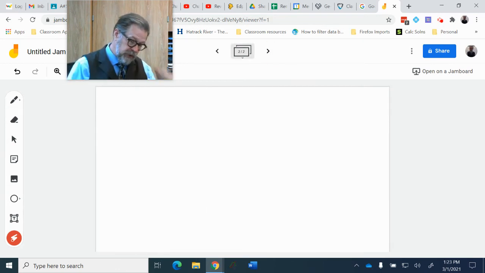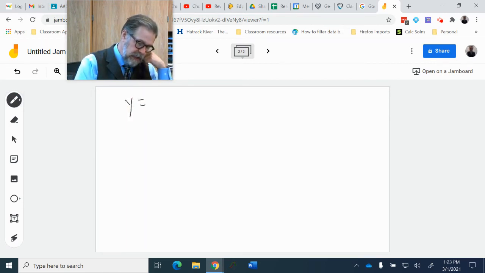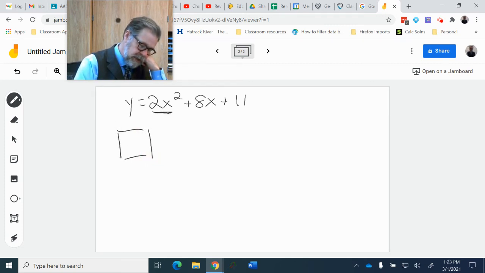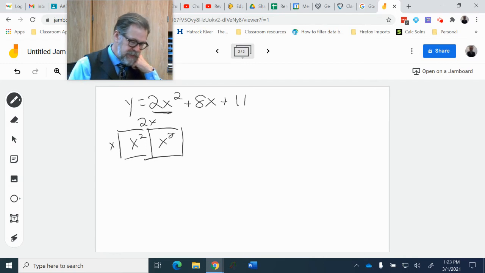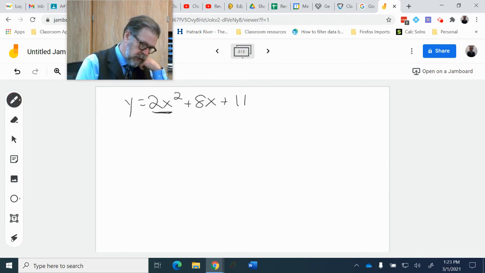Okay, so let's look at another example where I have a leading coefficient. I've got 2x squared plus 8x plus 11. So the difference is that I now have 2 of these x squared tiles. I can't make a square with 2 x squared tiles because it will have dimensions x by 2x. So what I have to do instead is make 2 completely separate squares.